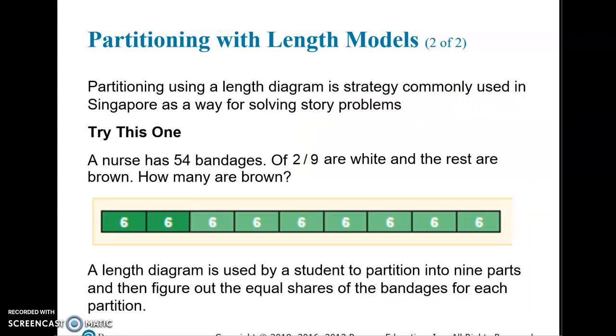Partitioning using a length diagram is strongly recommended and commonly used in other countries such as Singapore as a way to help solve story problems. Consider the following. A nurse has 54 bandages. Of those, 2/9 are white and the rest are brown. How many are brown? Well, you notice that 2/9, these 2 dark shaded green here, are 2/9 of the total, and you have 7 others that are brown.